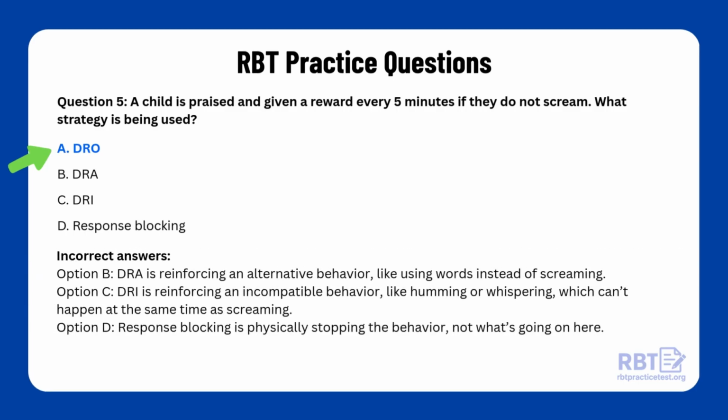Now for the wrong answers. B is reinforcing an alternative behavior, like using words instead of screaming. C is reinforcing an incompatible behavior, like humming or whispering, which can't happen at the same time as screaming. And option D, that's physically stopping the behavior, not what's going on here. So when the goal is to reward not doing the behavior, DRO is your answer to select.